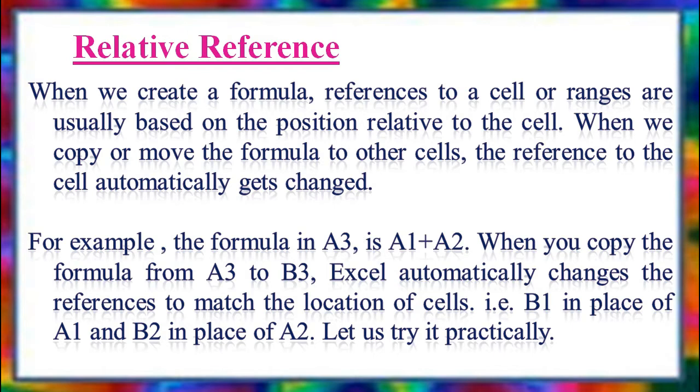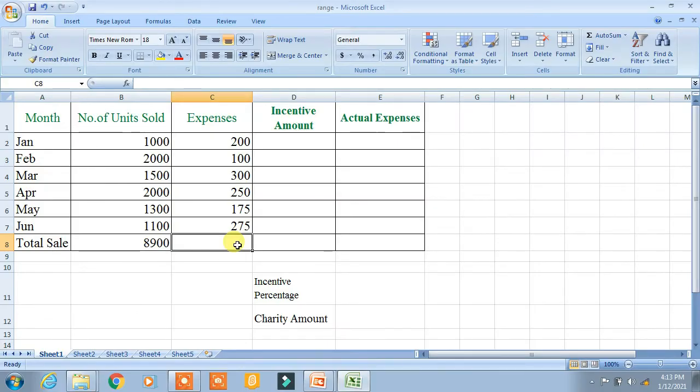Children, let us try it practically. I want to calculate total expenses. So I want to copy the formula from total sale. Click on the cell B8 in which the formula equal to SUM(B2:B7) is written. Click on the copy button. Select the cell C8 and click on the paste button. Children, observe that the cell reference in C8 changes automatically from B2:B7 to C2:C7. Children, this is the relative cell reference. Hope you understood about this.